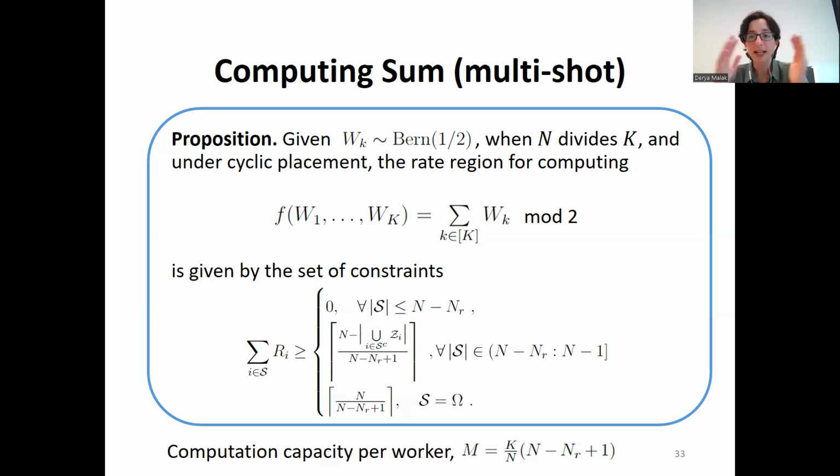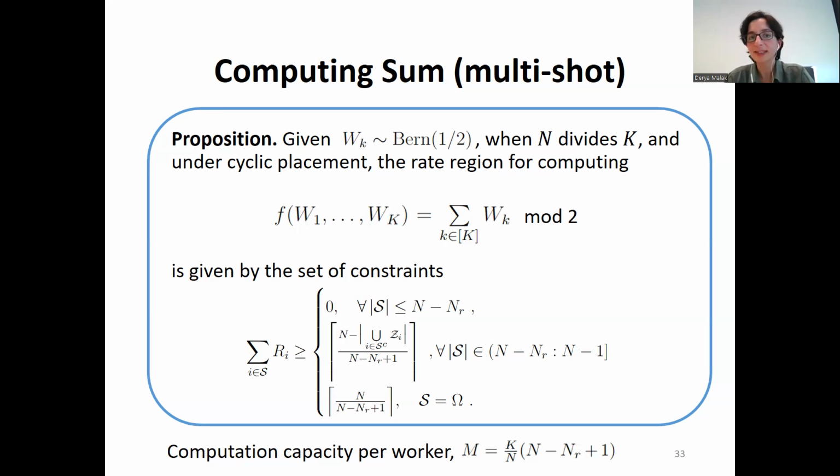But if I enlarge my subset, if I am in this regime, I need more and more rate from the individual users. And here, in total, I have n workers. If we look at the last expression, I know that each of these n workers contains n minus nr plus 1 times k by n. This is the computation capacity of the worker. Therefore, the rate it needs to transmit will be inversely proportional to that. This is a way to interpret this result.